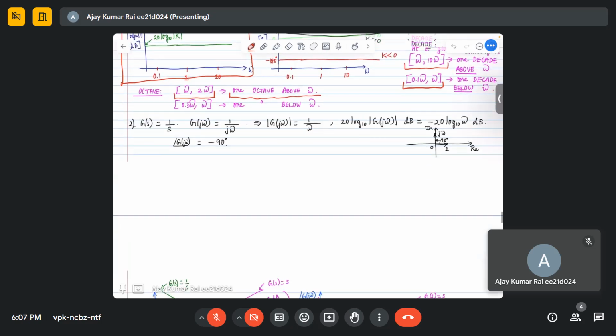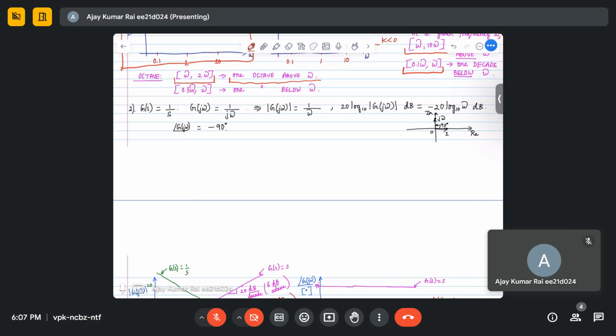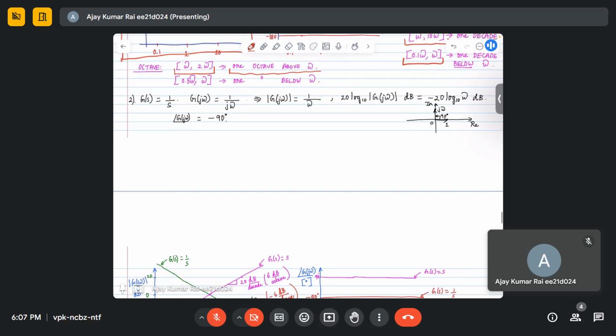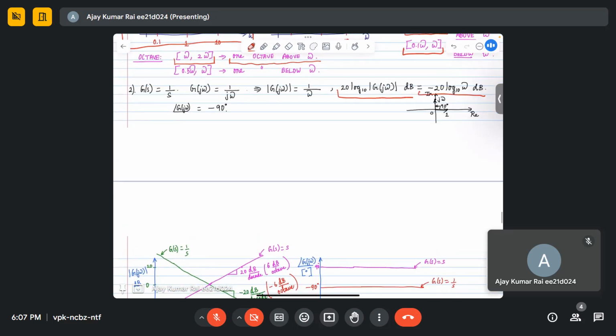Okay, so again, what is the Bode plot for 1 by s? That we have seen. So how to do that? First you find the magnitude, in terms of dB. This is how you find the magnitude: you take the log, 20 log of 10. That's how we calculate the magnitude in dB. So this is shown here.